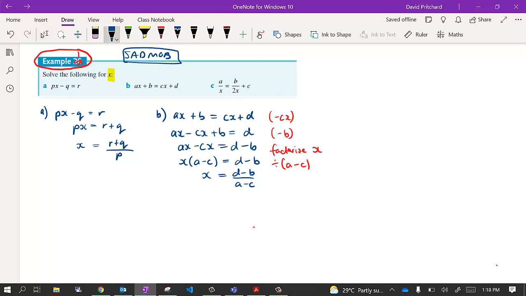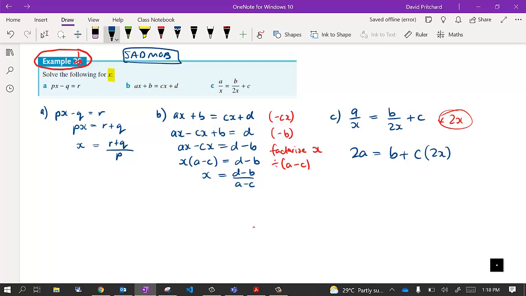Now the last one's a bit of a fun one, but again, if we look at it and we realize what we're trying to isolate, then life does get a little bit easier. Now with this whole fraction thing, I always find the easiest thing to do is to multiply by a value that will get rid of all the fractions at the same time. So my thought would be I could multiply by 2x. So I know we're trying to isolate 2x, but we definitely don't want 2x on the denominator. So if we multiply by 2x, then we've got 2a, we've got b, and we've got c multiplied by 2x.